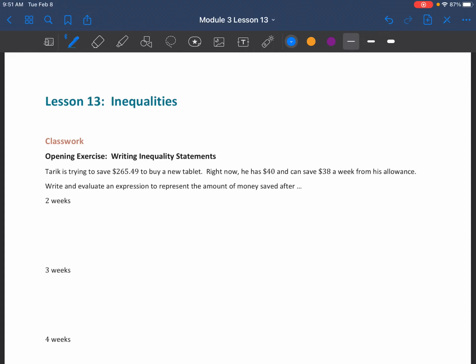Tariq is trying to save $265.49 to buy a new tablet. Right now, he has $40 and he can save $38 a week from his allowance. Write and evaluate an expression to represent the amount of money that he has saved after 2 weeks, 3 weeks, 4 weeks. So if we start out with our expression, well, we know that he has 40.